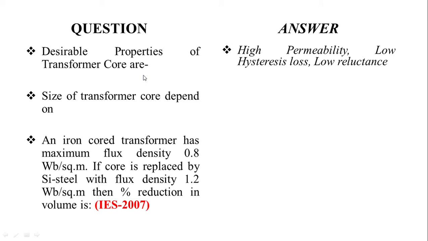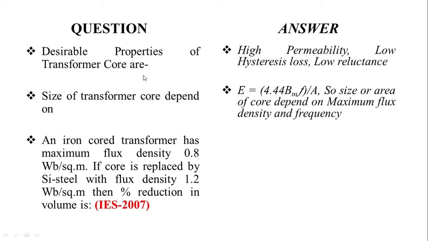Next question is size of transformer core depends on. We know that EMF equation of transformer is E equals 4.44 BmfA, where Bm is the maximum flux density and f is the frequency. So from this equation we can say that size or area of core depends on maximum flux density and frequency.